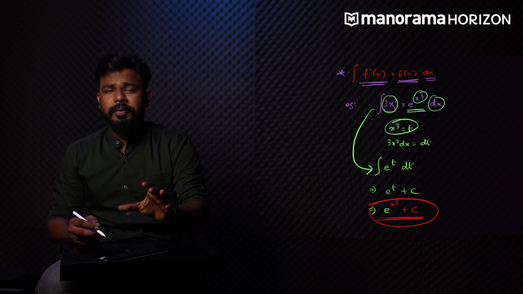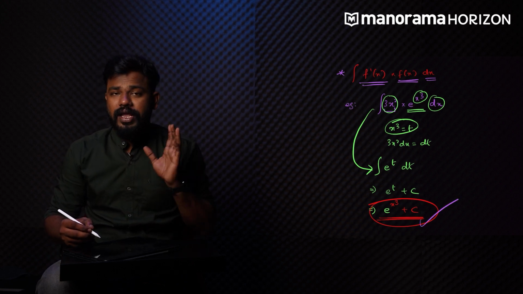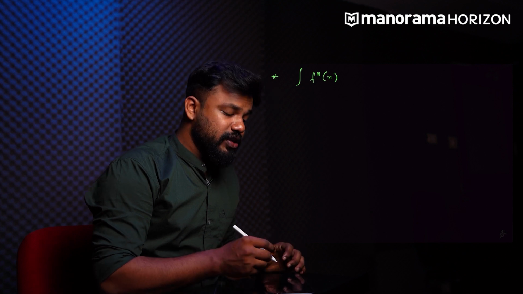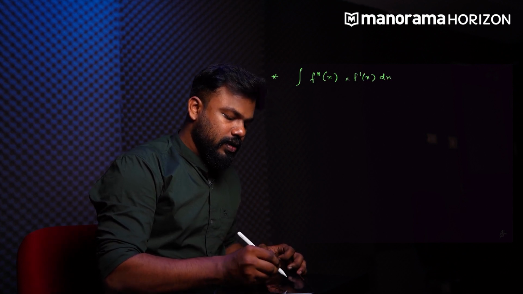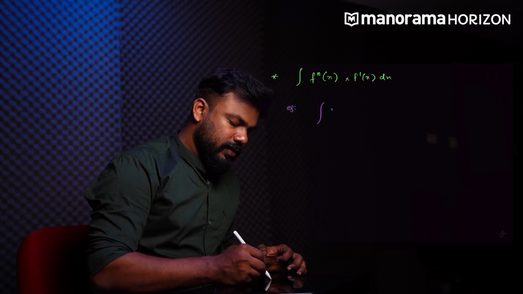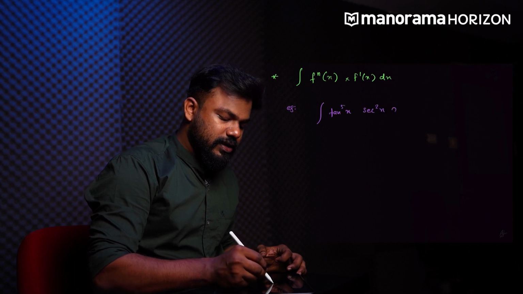So you should not be putting t there. You have to change that to x and you get e raised to x cube plus c. Got it? Okay. Now there is one more form, and what is that? It is integral f raised to n dx, f raised to nx into f dash x. One example I'll write, you will understand that. Integral tan raised to 5x sec square x dx.